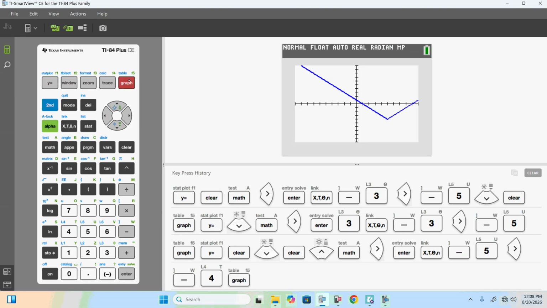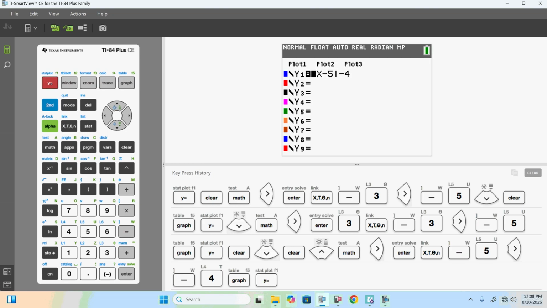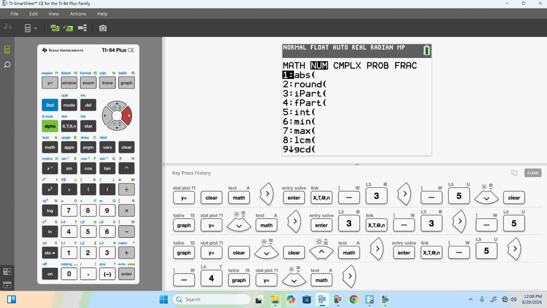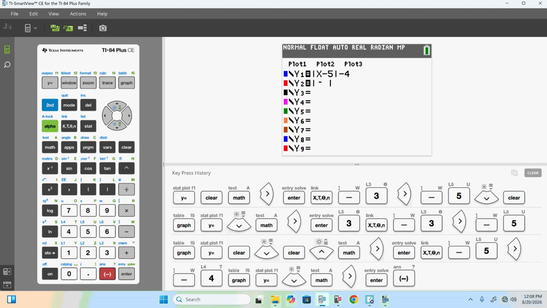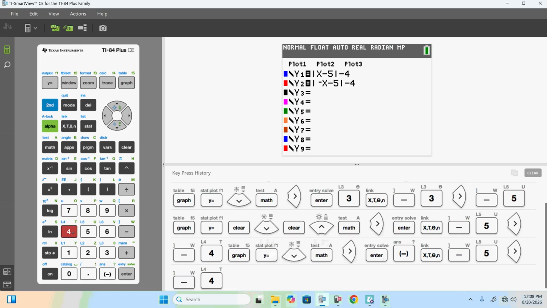So if we were to graph it, this is our normal function. Now the one we just did was a reflection across the y-axis. So it means all the points to the right of the y-axis are going to go to the left. All the points to the left are going to go to the right. And we said that that was going to be negative x minus 5 minus 4.